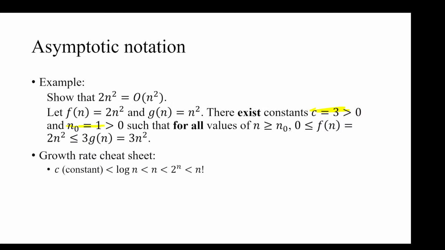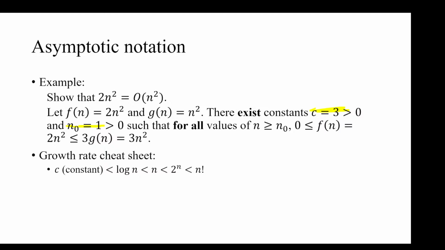And now we know that for n greater than n0, f of n is greater than or equal to 0, and it's equal to 2n squared, and it's less than or equal to 3n squared. Okay. And here we have a small cheat sheet about different classes that usually separate the asymptotics.